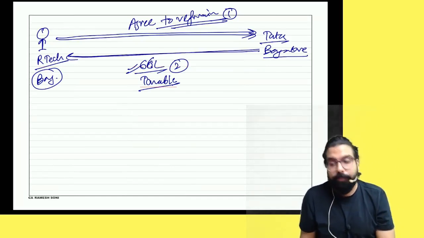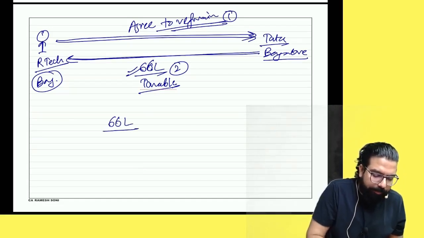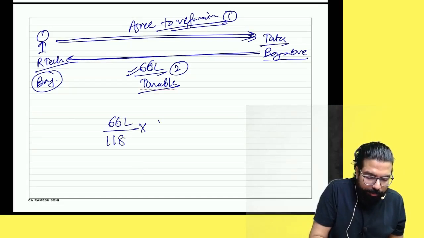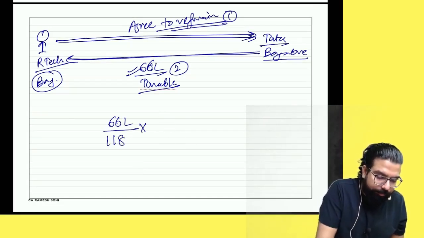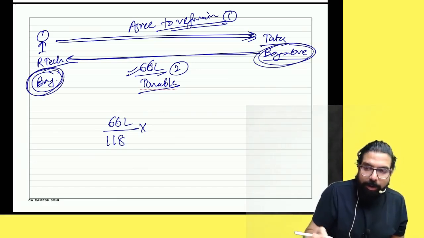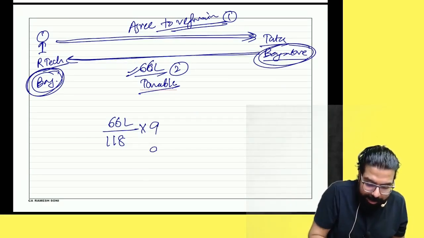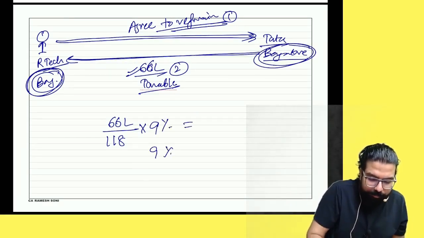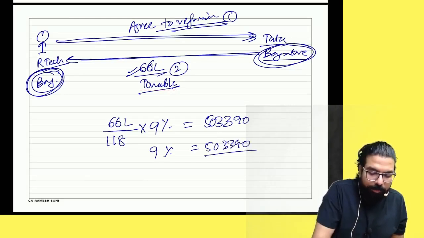What to do? Can you tell me the GST amount? 66 lakh divided by 118 into 9. Okay, CGST or SGST? One minute. You are in Bangalore. Tata is in Bangalore. So it should be CGST and SGST, 9% and 9%. How much is it? 5 lakh 3,390. See everyone?